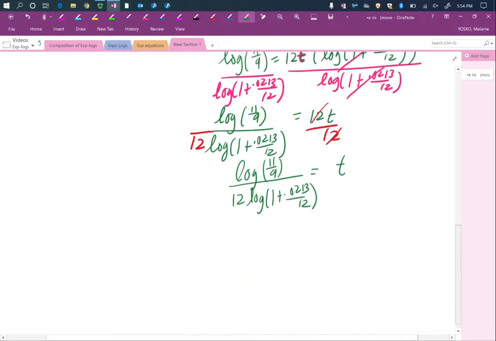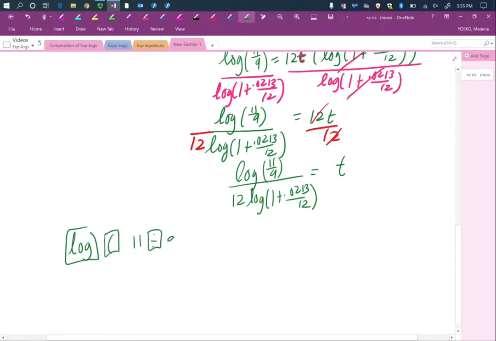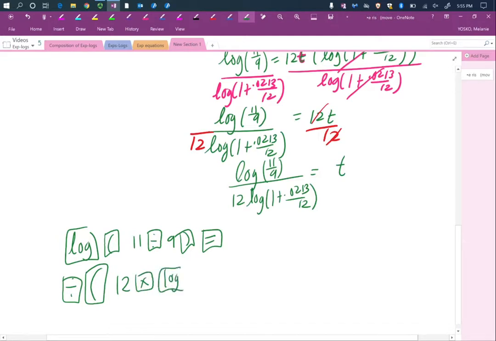And then you type this in a calculator. So you have to hit the log button on your calculator. Okay, probably a set of parentheses will open. Do 11 divided by 9, close parentheses, equals. Okay, that gives you the numerator. Then you're going to do divided by, open a big set of parentheses, do 12 times, hit your log button again, probably a set of parentheses opens, do 1 plus 0.0213 divided by 12, close parentheses, equals.